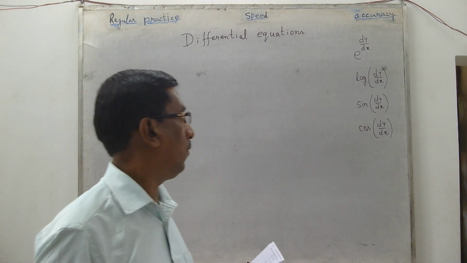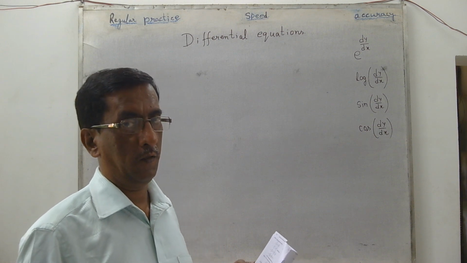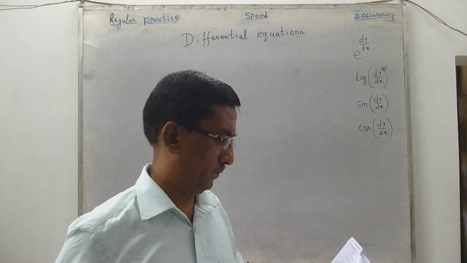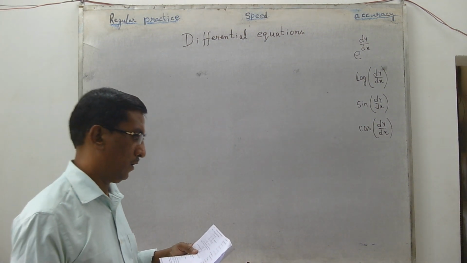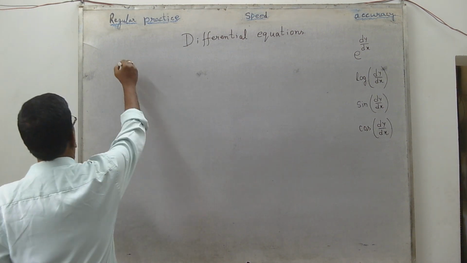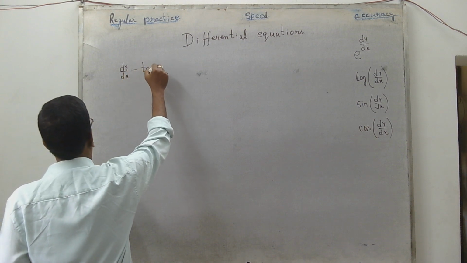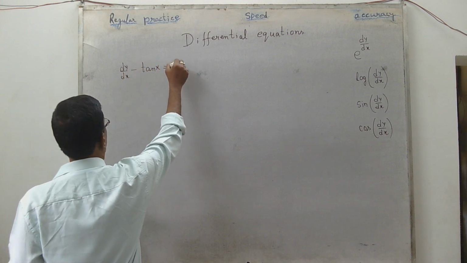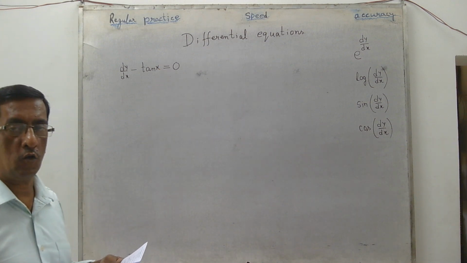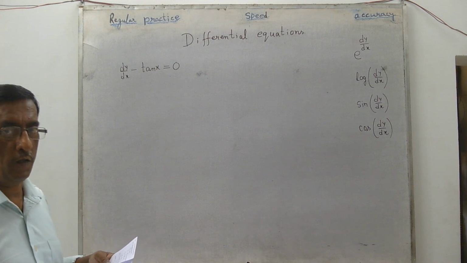So what we need? A polynomial function. In a differential equation, it is expressed as a polynomial function. For example, dy by dx minus tan x equals 0. This is a first order equation, and the degree of this first order is 1.